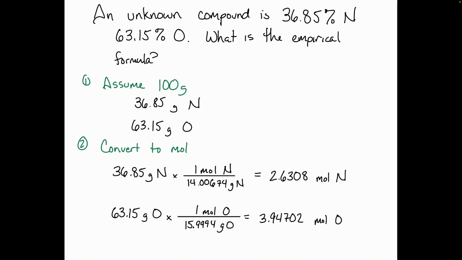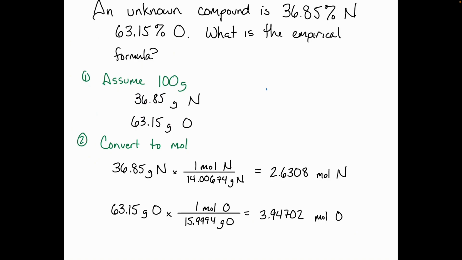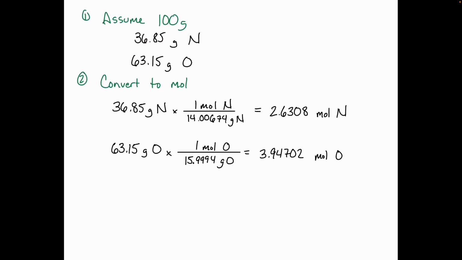Okay, so I took my mass of my nitrogen, my 36.85 grams. I divided by my molar mass of nitrogen to get my moles, right? 2.6308. I did the same thing with oxygen. Took my mass of oxygen, divided it by the molar mass of oxygen to convert to moles. So now I have moles nitrogen and moles oxygen. But again, I can't say N 2.6, O 3.9. These have to be nice whole numbers. So again, in order to see that trick, what is the ratio between these numbers here? We're going to, again, divide by the smaller value.